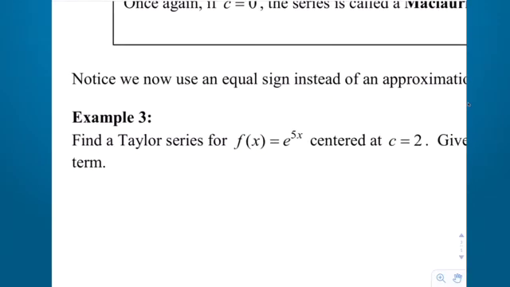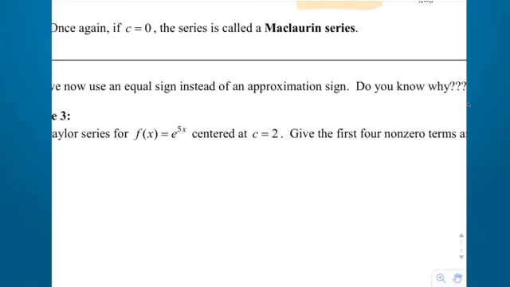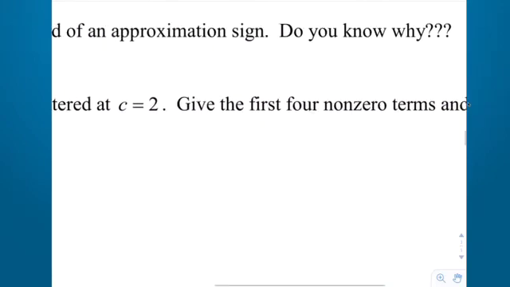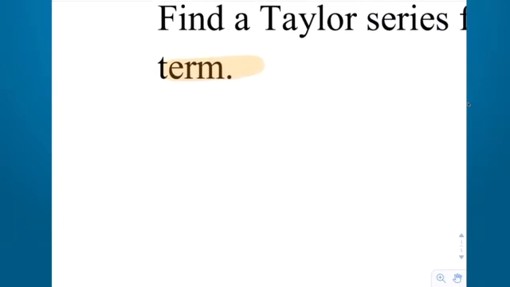Example 3: find a Taylor series for f of x equals e to the 5x centered at 2. Give the first 4 non-zero terms, and then here's what usually gets thrown in there, the general term. We might not get to finish this problem, but here's what I want to do. In the previous section, we wrote out the first 4 non-zero terms of the polynomials, and I said you know how to continue the patterns. It's kind of important to know the nth terms for those 3, so let's go ahead and do that.